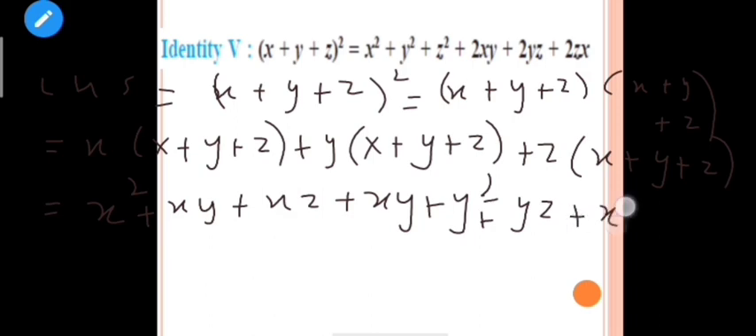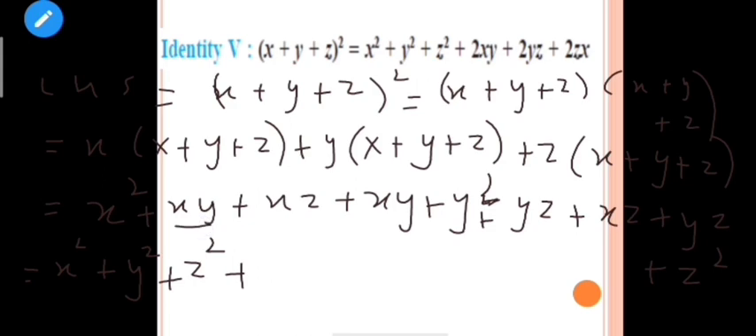Again I will get xz plus yz plus z square here. Okay, so after that I will see the common terms here. I am observing here that x square is the only one term, so I will write x square here. After that y square is also the one term, y square here. Z square is also the one term, so z square here.